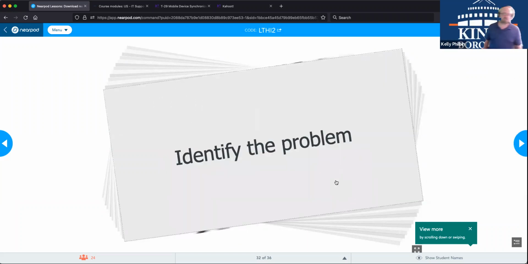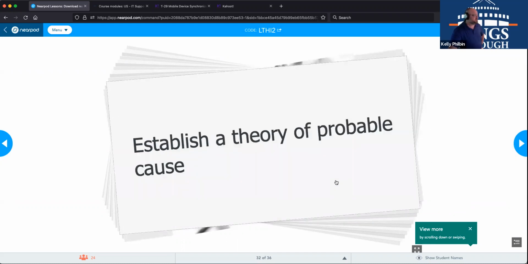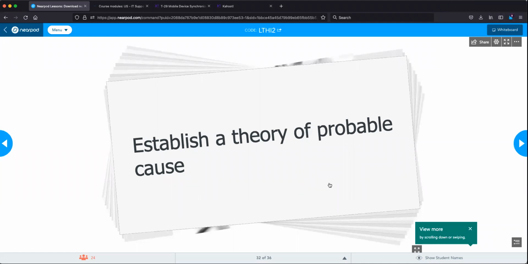First, identify the problem. The computer is not working. Why? Could be any number of things. Interview the client. How would we go about the interviewing? Ask questions. Did you break it? Is that the kind of question we would ask?